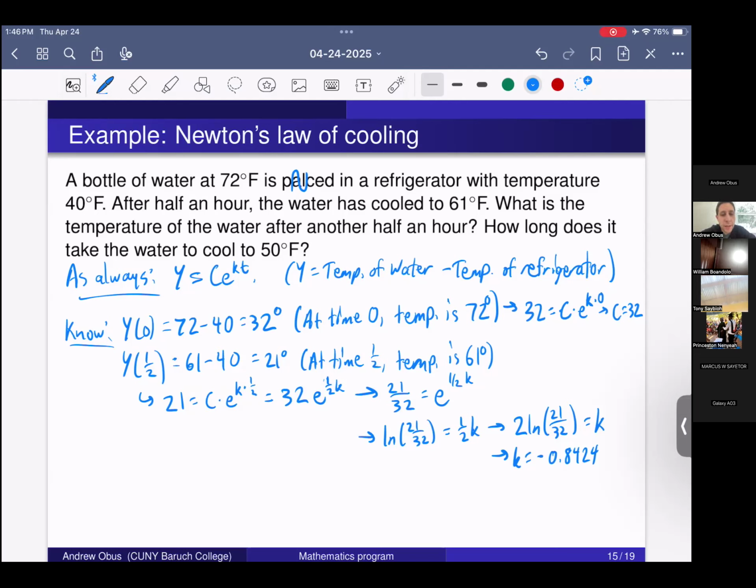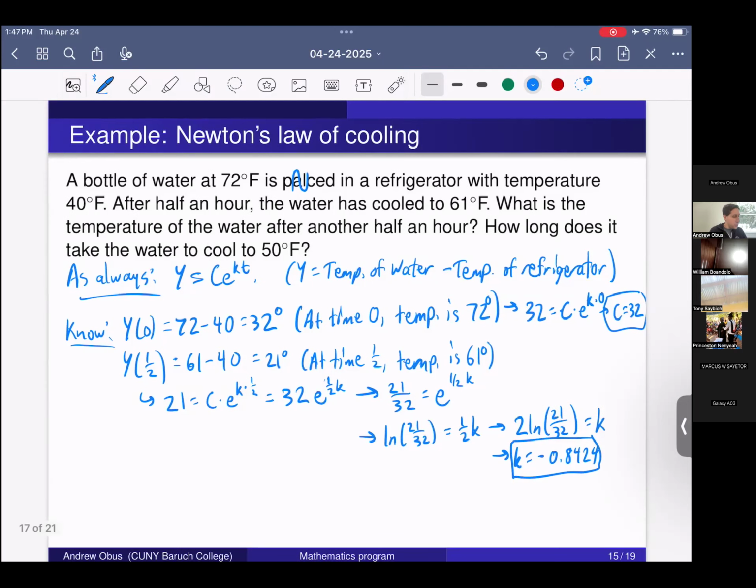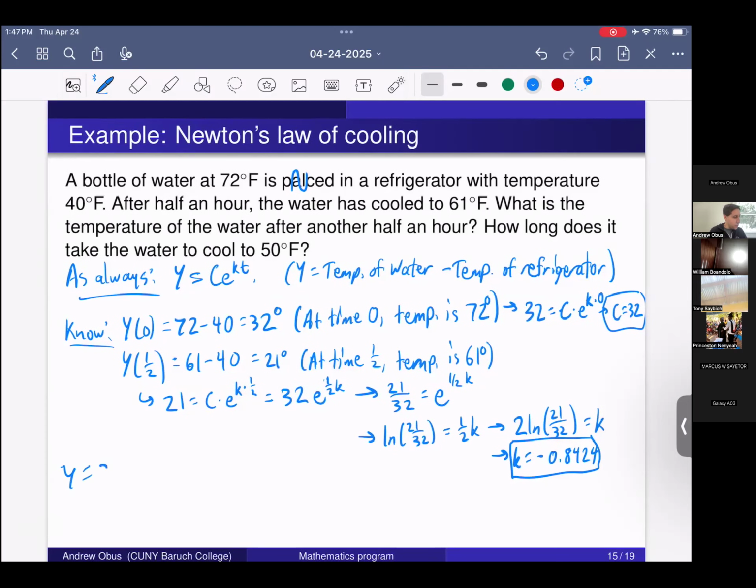Okay, so k is minus 0.8424. So now we know what c is, and we know what k is, just like we always do. So we get that y is equal to 32 times e to the minus 0.8424 t. Right, this is the function. So now we can answer the two questions.